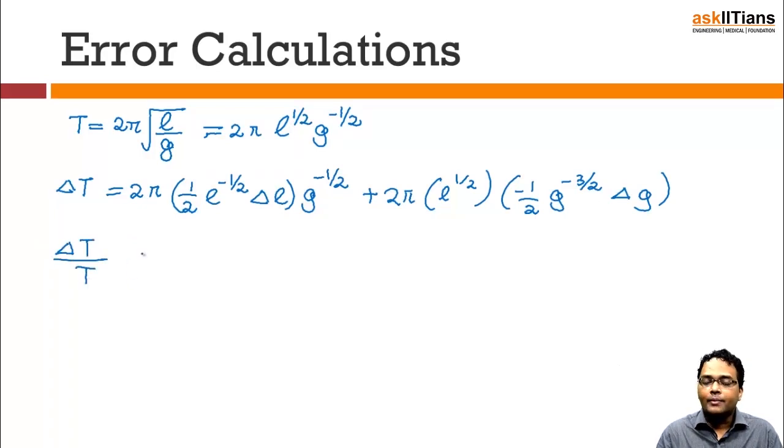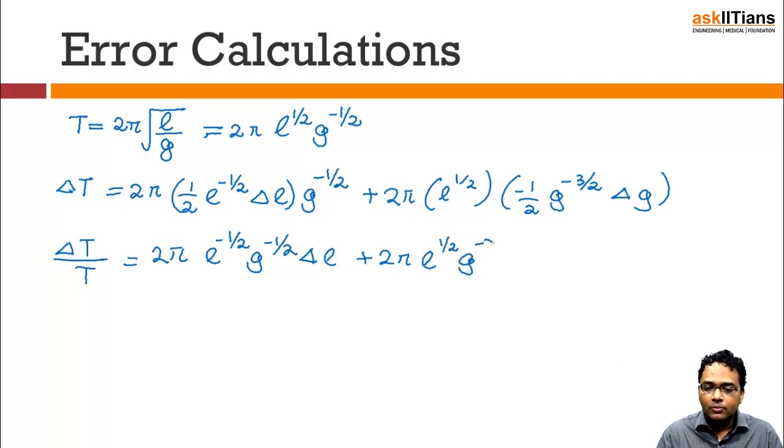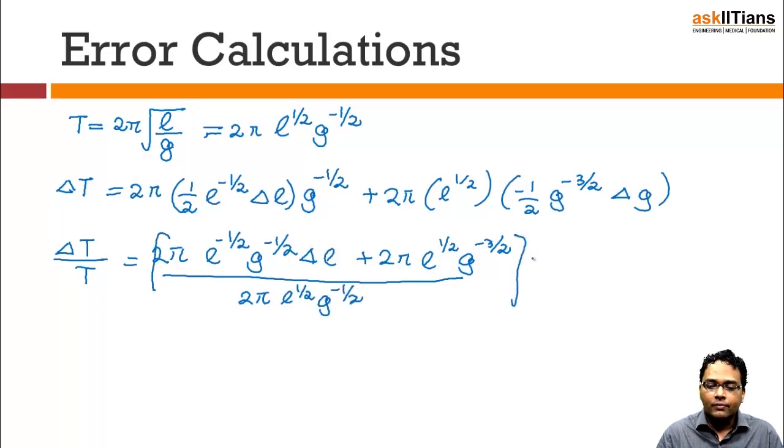So delta T divided by T will be given by 2 pi. The factor of half can be taken out, so I'm not taking that into consideration as of now. So we'll get L raised to the power minus half, G raised to the power minus half, delta L, plus 2 pi. I'm just taking a positive sign here, I'm not taking the negative sign. I'll tell you why I'm not doing that. So 2 pi, then you will have L raised to the power half, G raised to the power minus 3 by 2, and the whole divided by a factor of 2 pi L raised to the power half, G raised to the power minus half, and then you also have the factor of half.